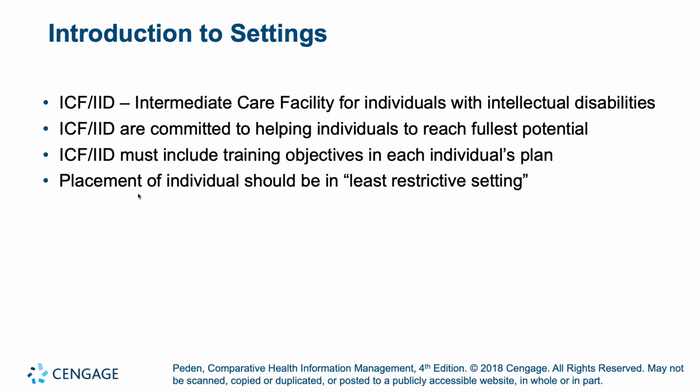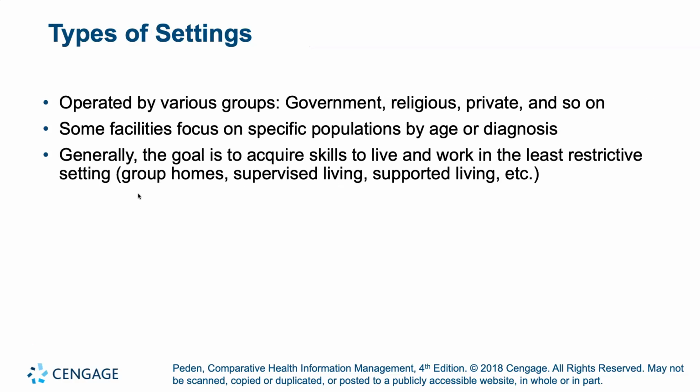So for instance, they could be in a group home, which has a little bit more independence than an ICF, which at times can seem very similar in some ways to a skilled nursing facility or a nursing home, especially when you're talking about state-owned ICFs, which I don't believe Iowa has, but I have worked in other states that do. So types of settings, they can be operated by various groups: government, religious, private, and so on.